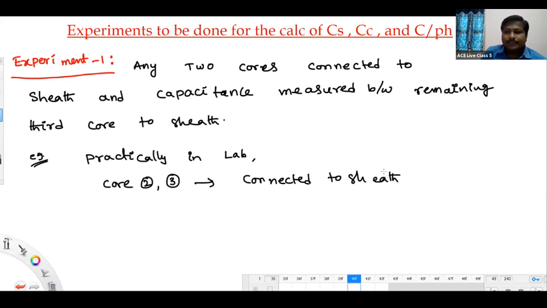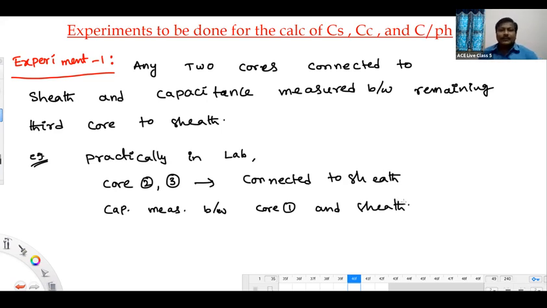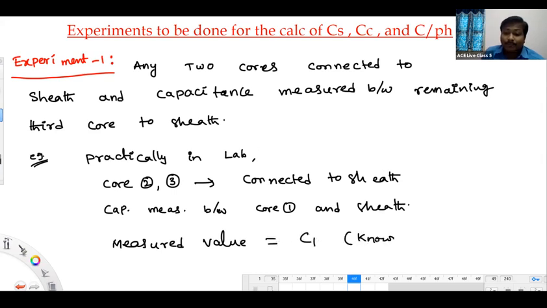Core 2, 3 connected to sheath. Capacitance measured between core number 1 and sheath. Let us say this capacitance measured in the lab is something like C1. It's a measured value, a perfectly known number for me that we calculated from the experiment.